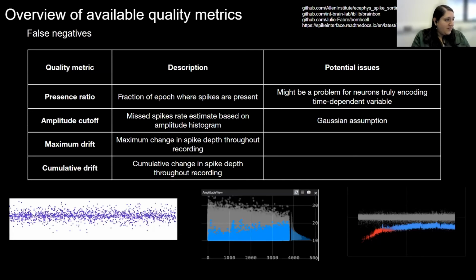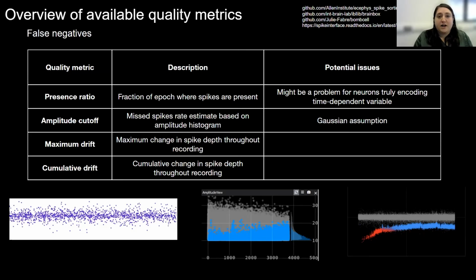Okay, and then a few final ones. Presence ratio is a metric that tells you about whether spikes are present throughout your entire recording. If you look at a plot of all of the spikes across the time of your recording, you can compute how much of the time of the recording you do see spikes. So for example, if you have a neuron that spikes the first half of the recording, but then stops spiking, then you may not want to include that neuron. The caveat here is that this might be a problem for neurons that are actually encoding a time-dependent variable.